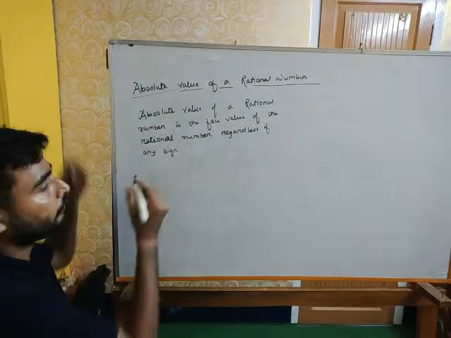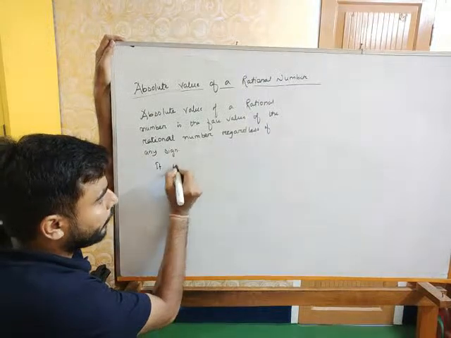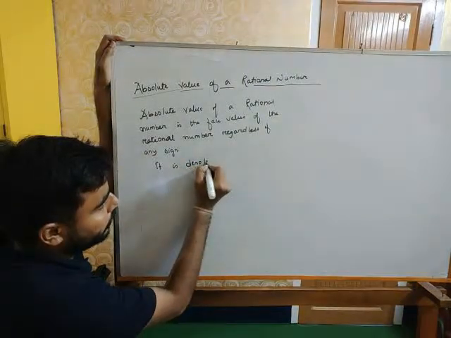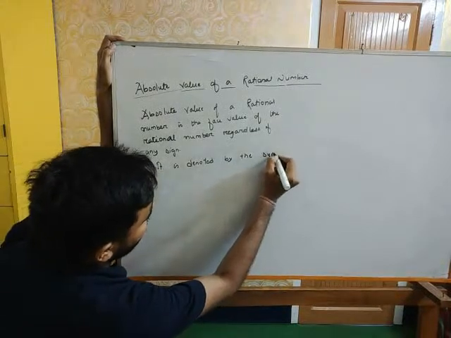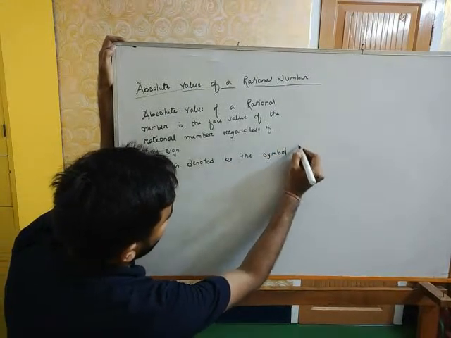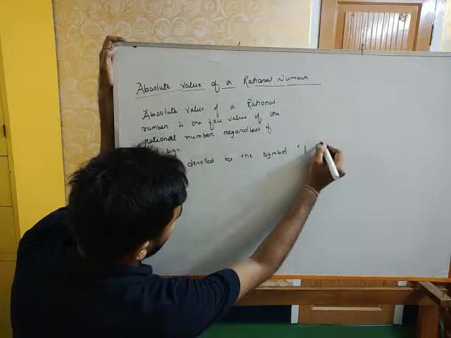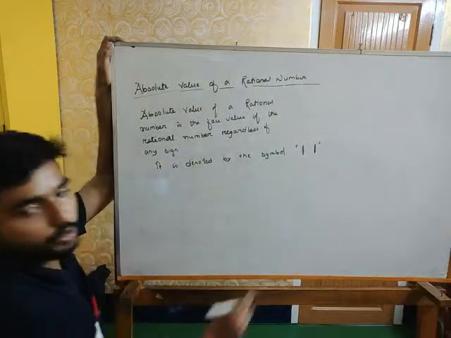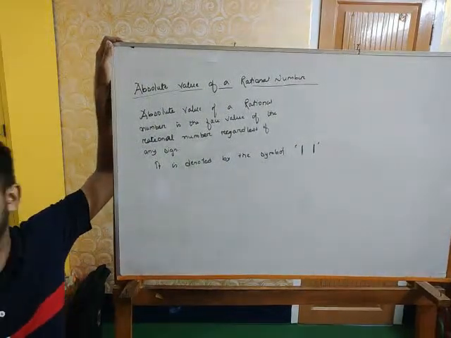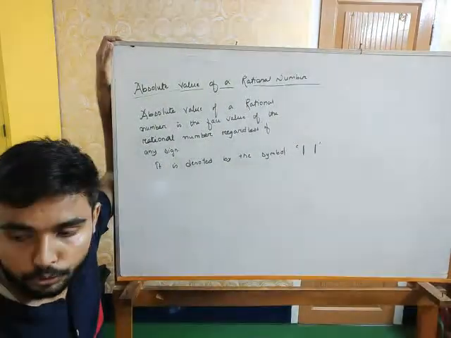So I will write one more line. It is denoted by the symbol of two vertical bars. It is read as mod of, but here we will read it as absolute. The symbol is used for denoting absolute value.